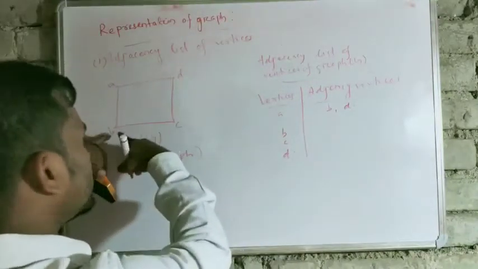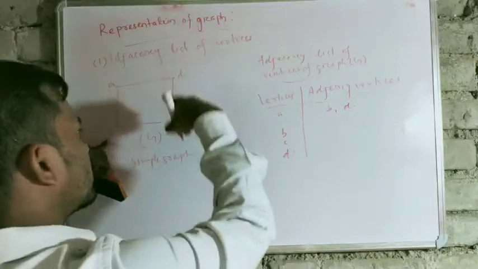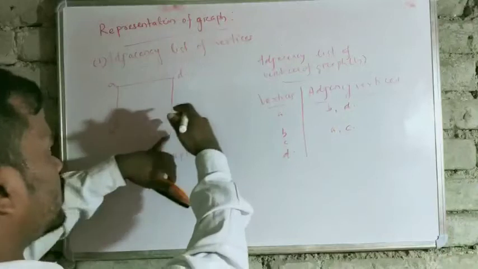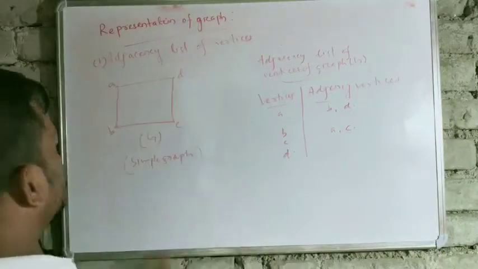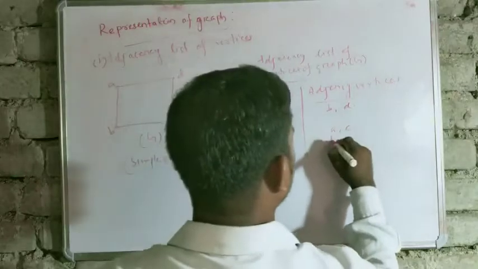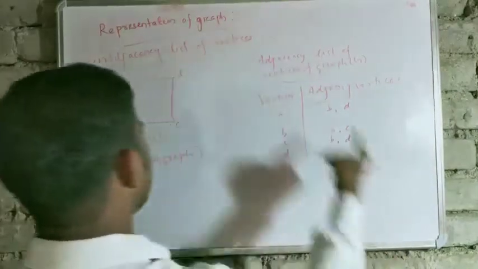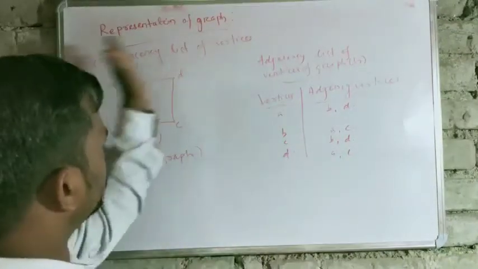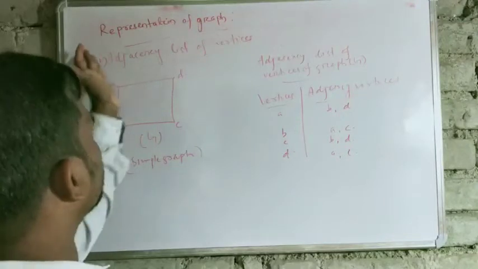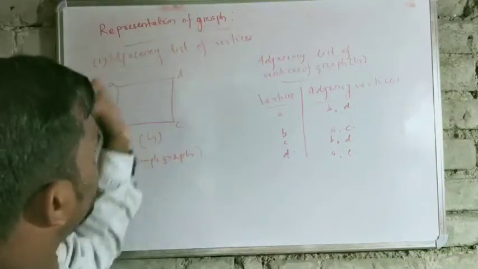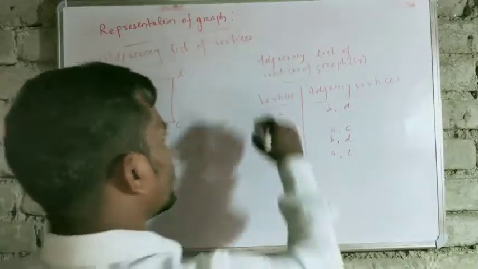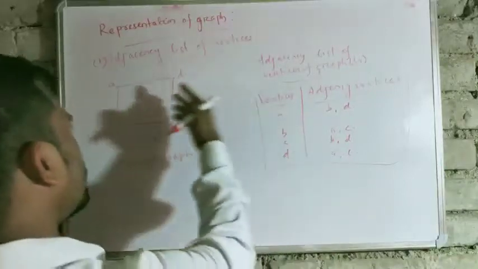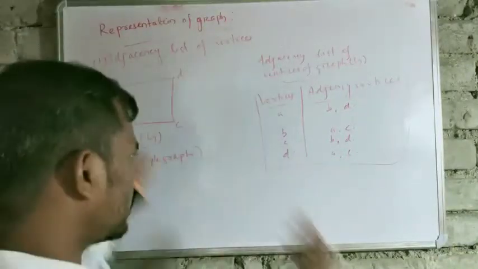Similarly, adjacency vertices of B is A and C. Similarly, adjacency vertices of vertex C is B, comma D. Similarly, for D it is A, comma C. Okay, so by using this method, we are representing a simple graph in this way. That means if only this is given, you can reverse it and you can get this simple graph.